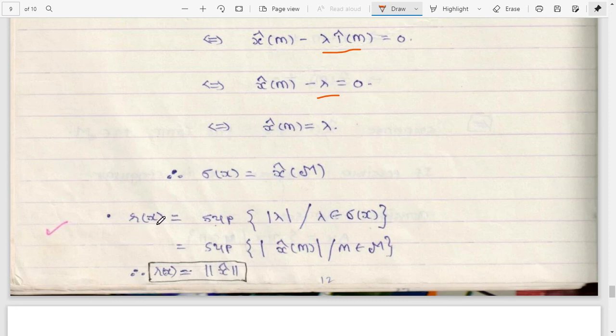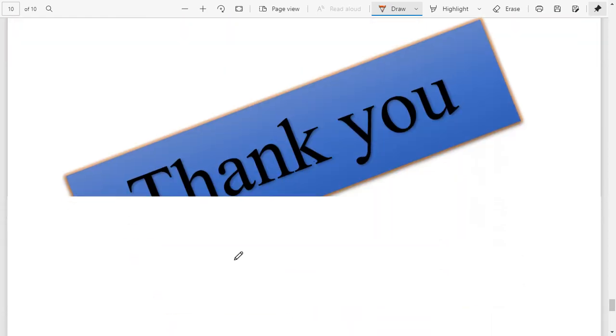Now r of x is equal to the supremum of the set of mod lambda such that lambda belongs to sigma of x, and this is equal to the supremum of mod x cap of M. So this is equal to the norm of x cap. So r of x is equal to the norm of x cap. Thank you.